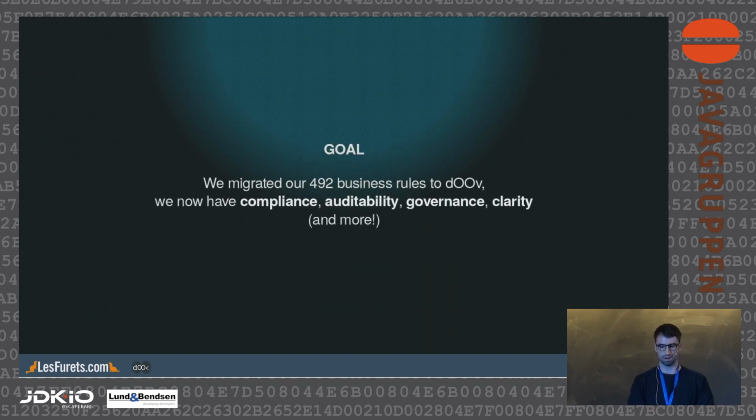Okay, so to conclude, what we've achieved is that we've migrated our 500 rules to dOOv. This is in production, it's been 6 months or something. And what we've achieved is actually a bit more than we had planned in the beginning. We have compliance, auditability, and governance, and all that business rule catalog and statistics elements. We realized it was very, very useful for driving our business on a day-to-day basis. So, mission accomplished with dOOv and our business rules.